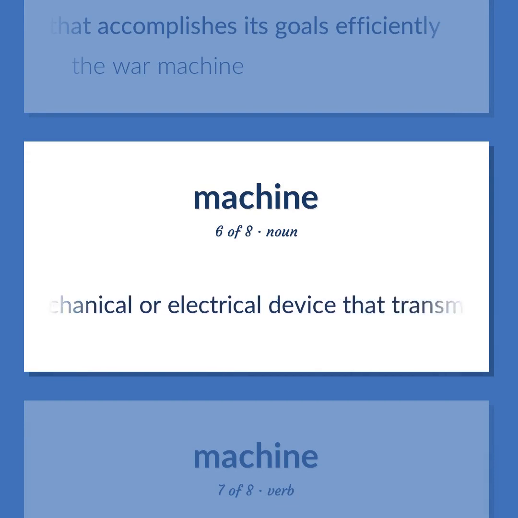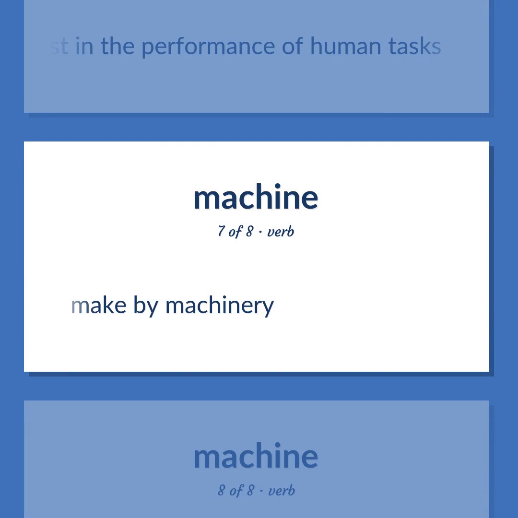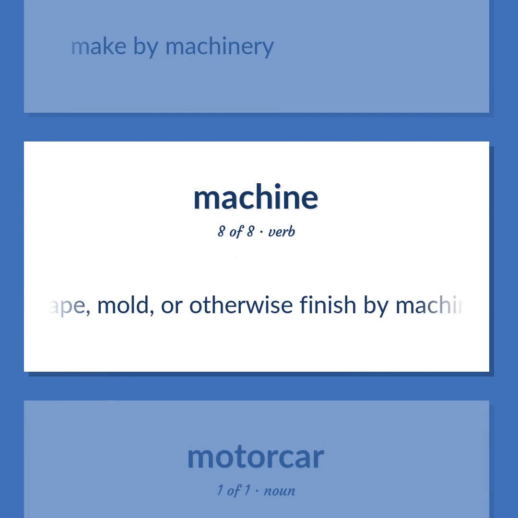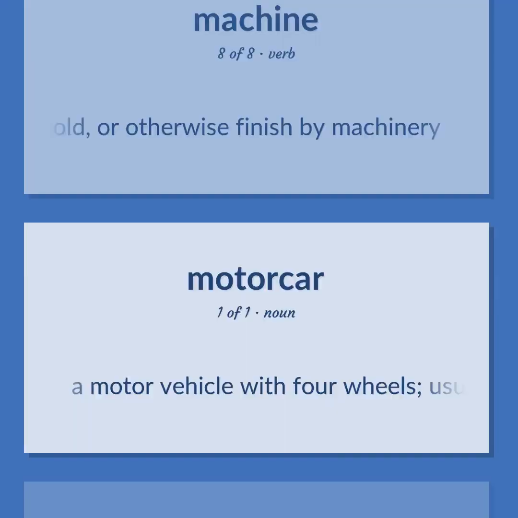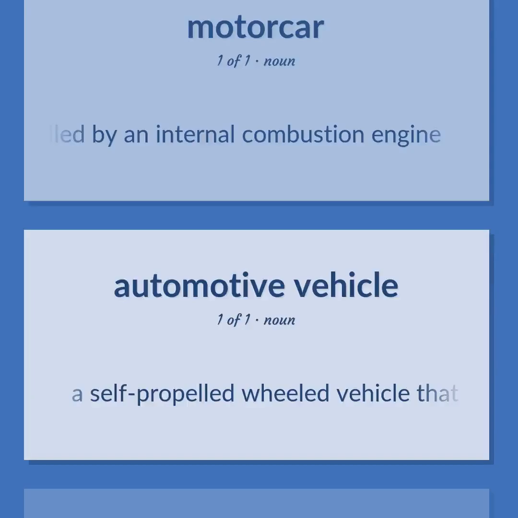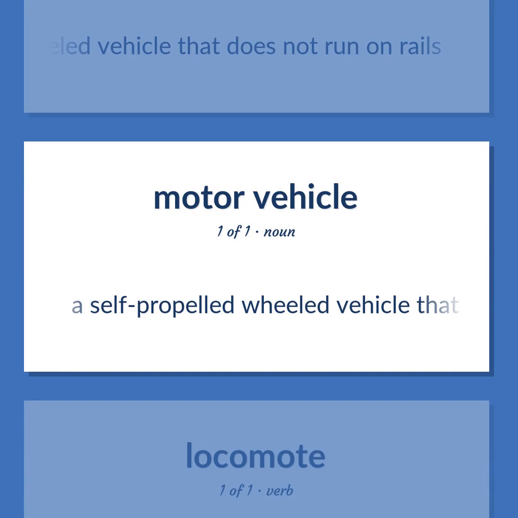Any mechanical or electrical device that transmits or modifies energy to perform or assist in the performance of human tasks. Make by machinery. Turn, shape, mold, or otherwise finish by machinery. A motor vehicle with 4 wheels, usually propelled by an internal combustion engine. A self-propelled wheeled vehicle that does not run on rails.